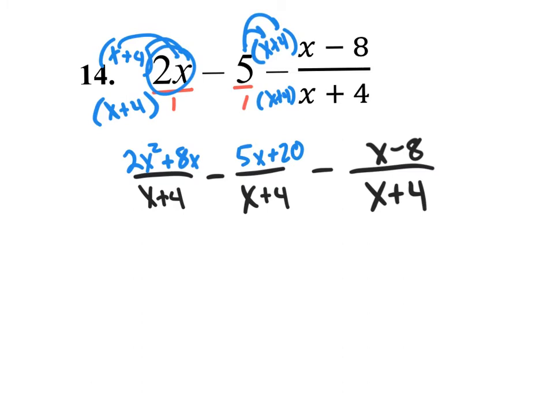So we have modified the first two terms to become fractions with that common denominator of x plus 4. I am now ready to add or subtract the numerators, in this case, subtract both numerators. So we need to understand something. It's not a single term, it's a binomial.